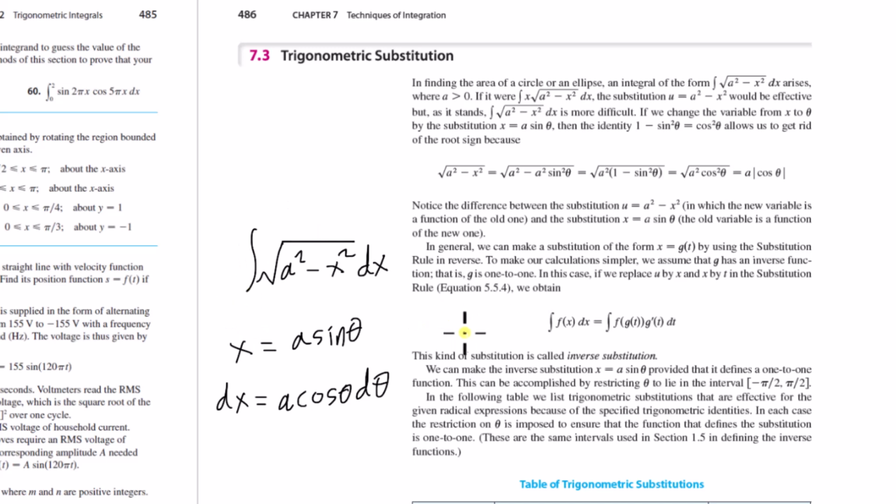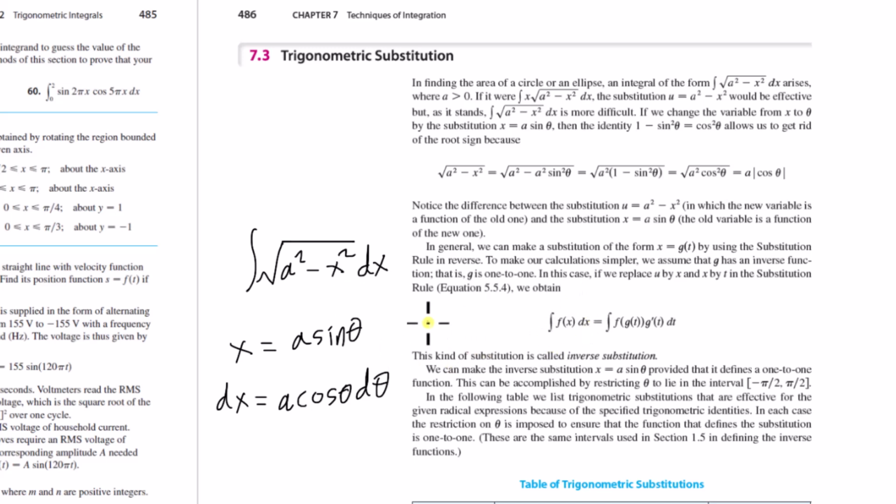Another way to show that it's the substitution rule in reverse: with the substitution rule, you start with the original integral as f of g of t times g prime of t dt. And then you make the substitution and it condenses it down to something simpler, right?